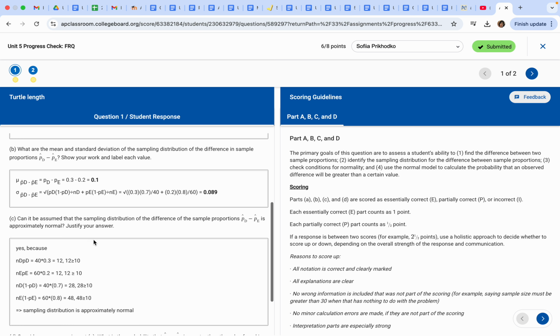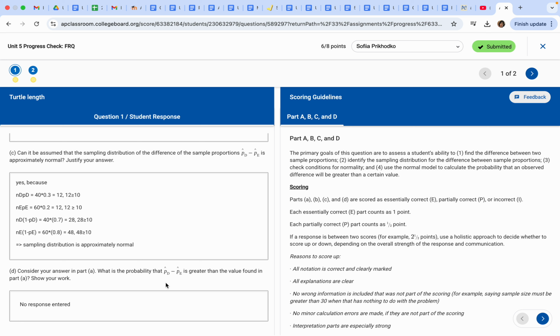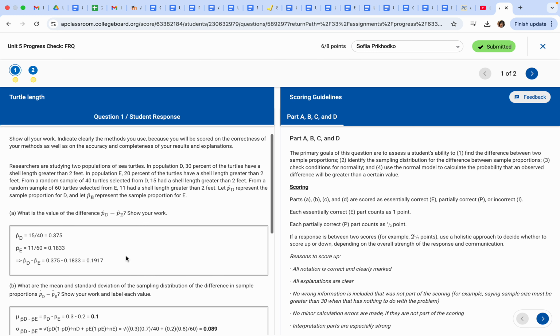And we want to know, is it normal? And we say, yes, it's approximately normal. And then down here in part D, we want to know what's the chance of, what is the probability that the sampling distribution data is greater than what we found here in our actual sample.